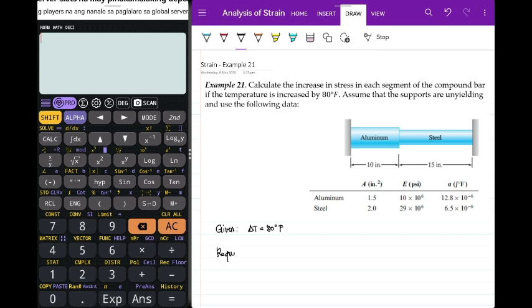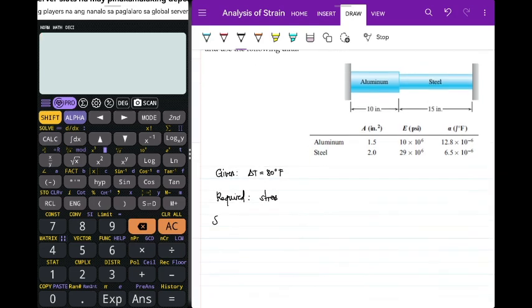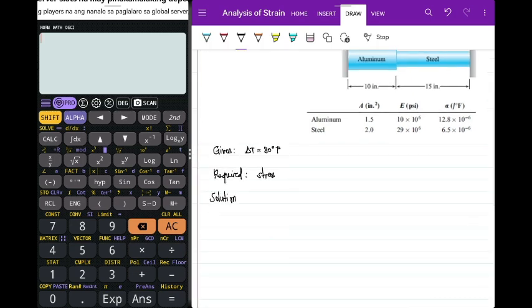The area of the aluminum is 1.5 and 2.2 inches squared for steel. The modulus of elasticity for aluminum is 10 and steel is 29. Then the coefficient of thermal expansion for aluminum is 12.8 times 10 to the negative 6, and steel 6.5 times 10 to the negative 6.